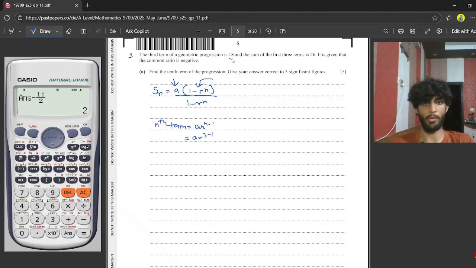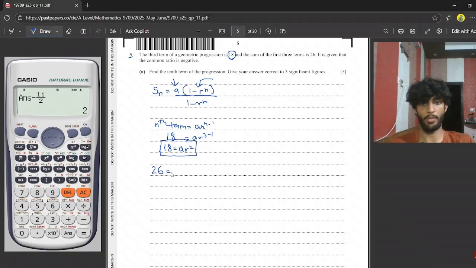And we know what that third term is, right? It's 18. We can chuck in an 18 in here. So it's going to be 18 is equal to ar squared. And then we're also given that the sum of the first three terms is 26. So you can see we have one equation, but the problem is, as of now, we have two unknowns, a and r. We cannot solve one equation with two unknowns. What we can do is solve two equations and two unknowns, and that's where the second bit of information comes in.